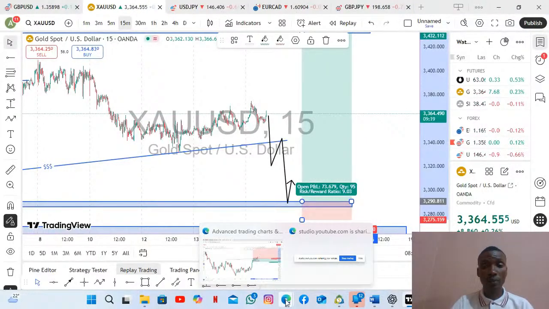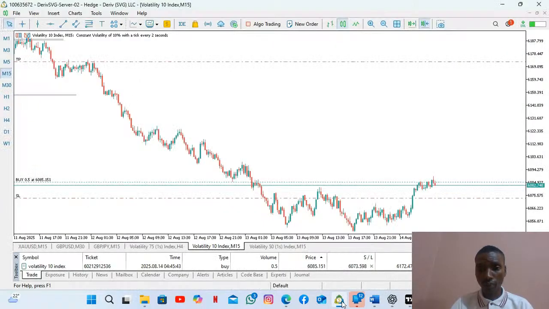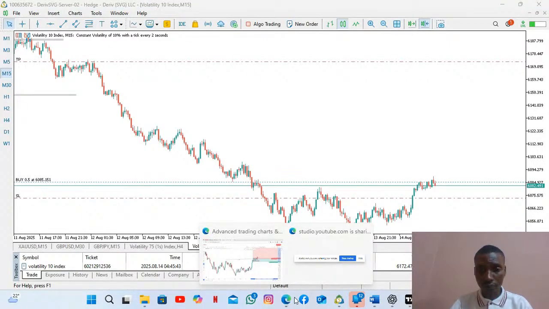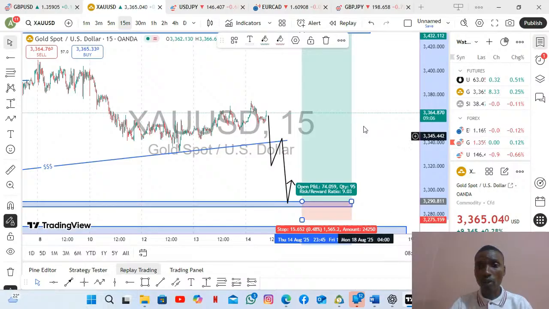And at this point, I'm still checking our trade on volatility 1086. It hasn't picked up. We still want it to pick up. That's our trade for volatility, and this is our expected trade for gold.